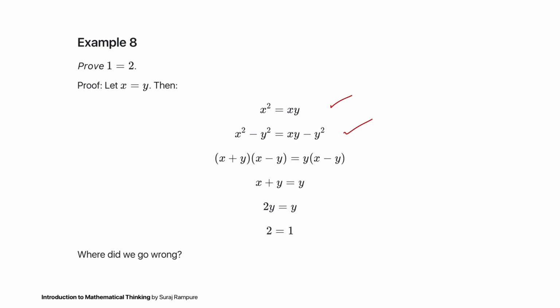If I factor the left-hand side by difference of squares, I get x plus y times x minus y. And I can factor out a y from the right side, so I get y times x minus y. Okay. Let's divide both sides by x minus y. Why not? So you get x plus y is equal to y. But since x is equal to y, instead of writing x plus y, I could just write 2y. Okay, so now I'm at this stage, 2y is equal to y. And then I divide by y, and I'm left with 2 is equal to 1.